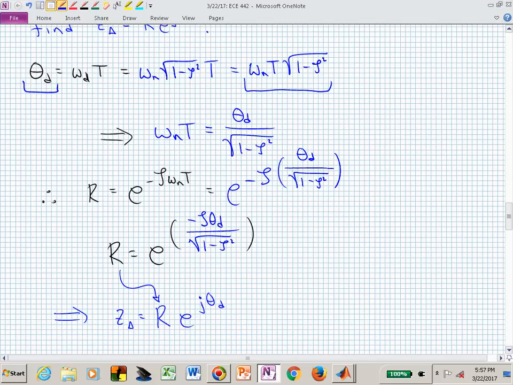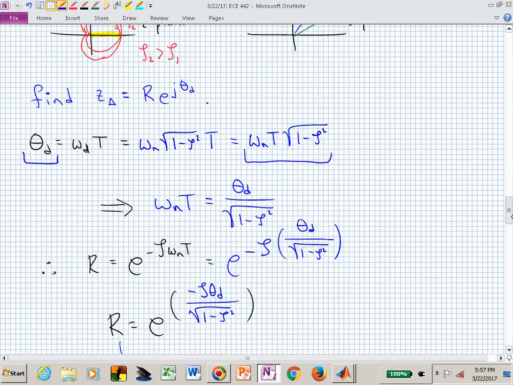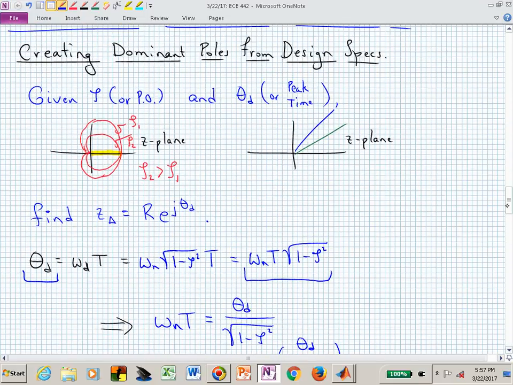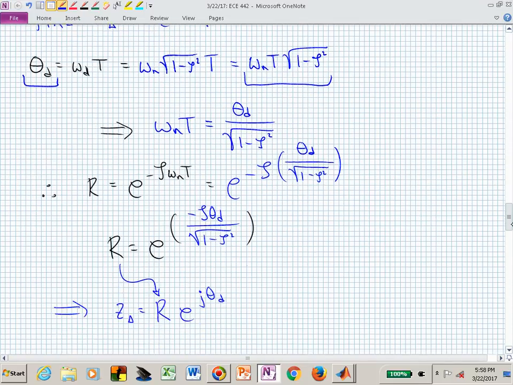Yeah. So, if somebody now gives you a performance specification in percent overshoot and peak time, now you can find those poles corresponding to that by using this formula, r e to the j theta sub d, where r now is written as e to the exponent minus zeta theta sub d over the square root of 1 minus zeta squared.